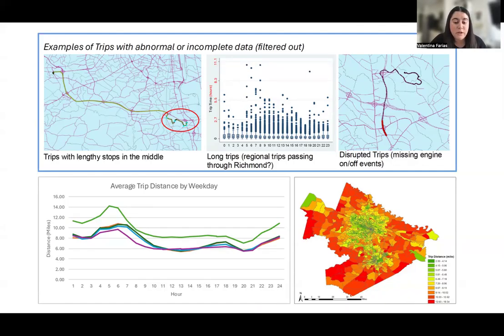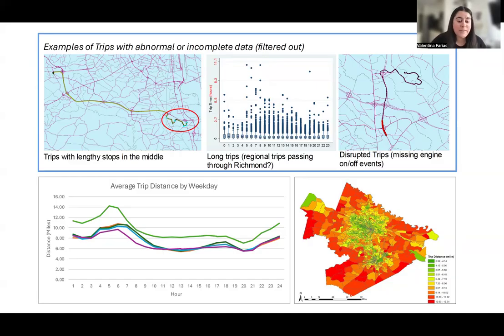Both trip distance and travel time show two clear peaks, one in the morning and another in the afternoon, matching daily congestion periods. Trips near downtown Richmond are shorter, shown in green in the map on the right, and those that are further out in the suburbs are longer, shown in red.